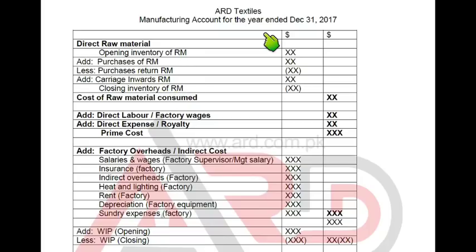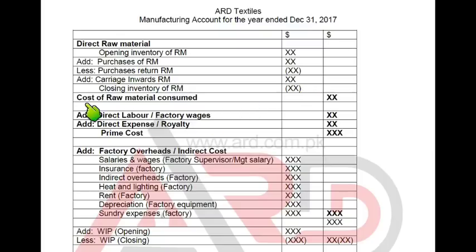Opening inventory is the inventory that we have at the start of the year. If we add purchases of raw material, this means we have purchased a whole new lot of raw material. Then we have returned some of the material that is faulty, then we have incurred some carriage cost which will increase the price of our material. Then this inventory is unused, so we will be deducting it because we will be using it in the next financial year.